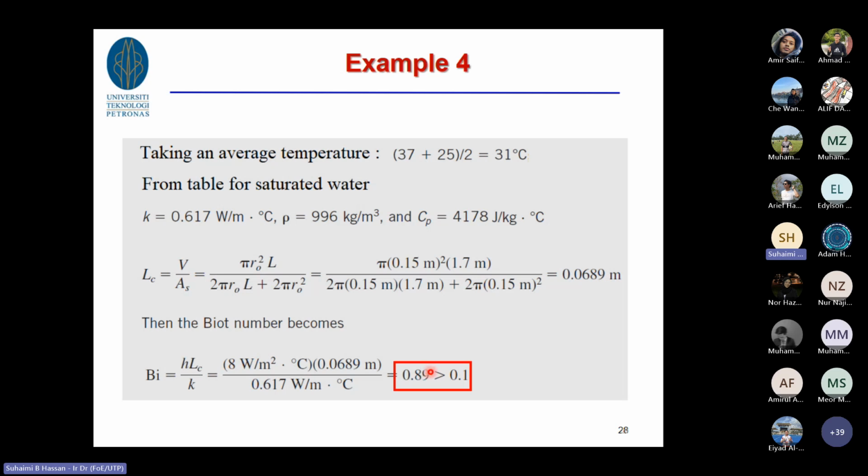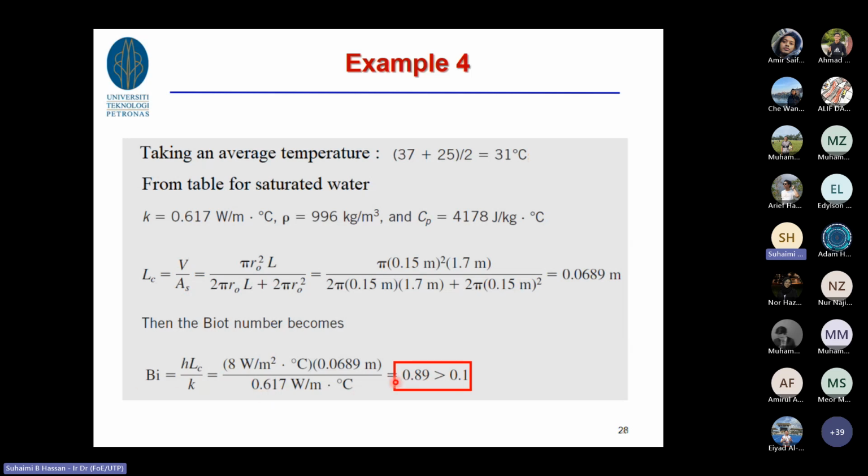0.89 is far larger than 0.1. Our lumped system analysis is accurate when the Biot number is less than 0.1. If it is larger than 0.1, it is approximate, but this one is far larger than 0.1. So it's just an estimate, but we can still proceed with the lumped system analysis. Want to see the result?